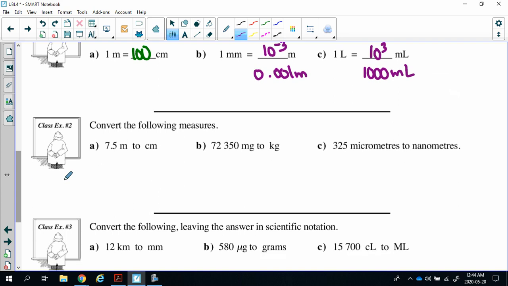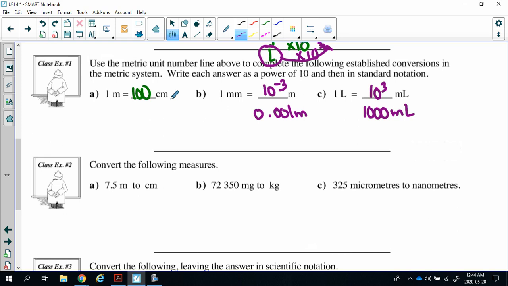Okay, let's take a look at class example 2. They want us to convert the following measures: 7.5 meters to centimeters. We know that 1 meter is 100 centimeters. So all I need to do is multiply 7.5 by 100. And so that means I'm going to get 750 centimeters.